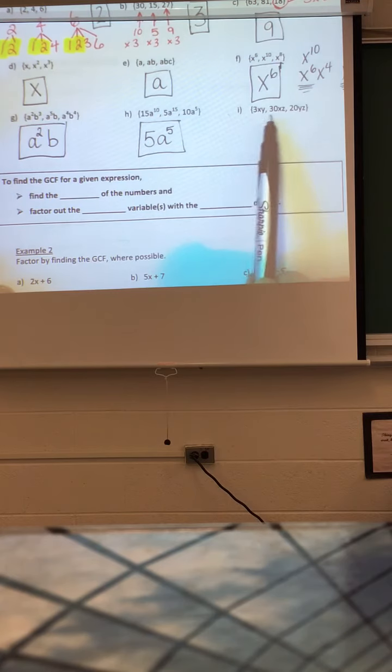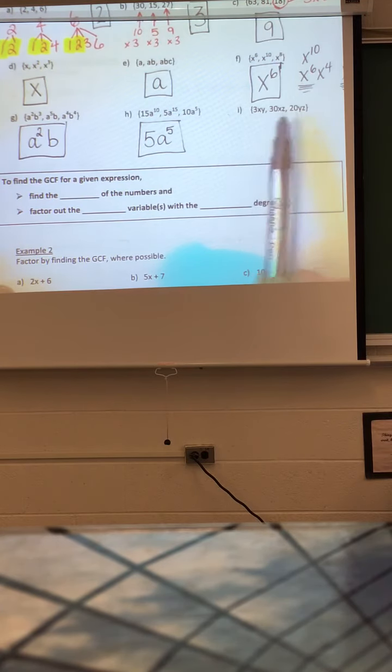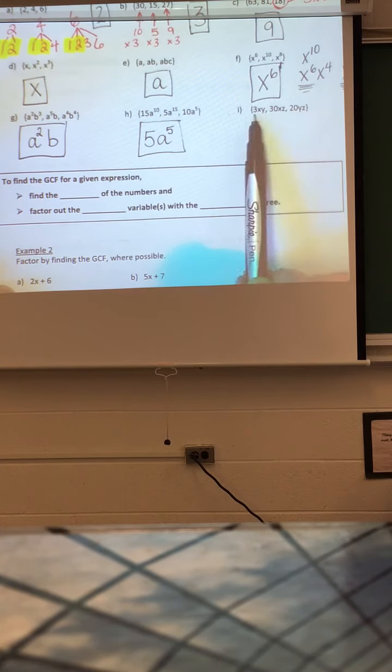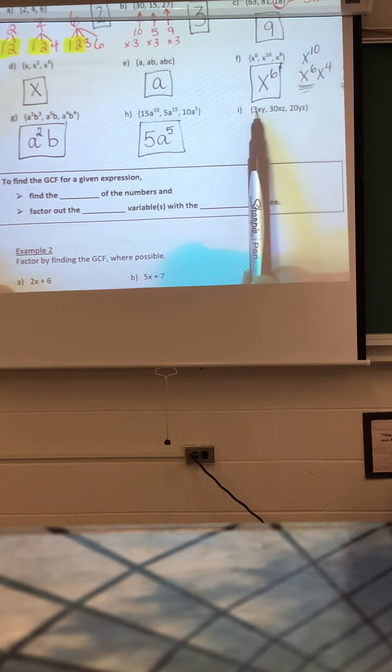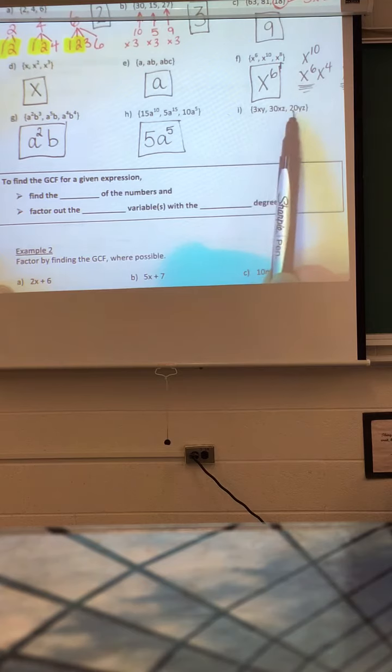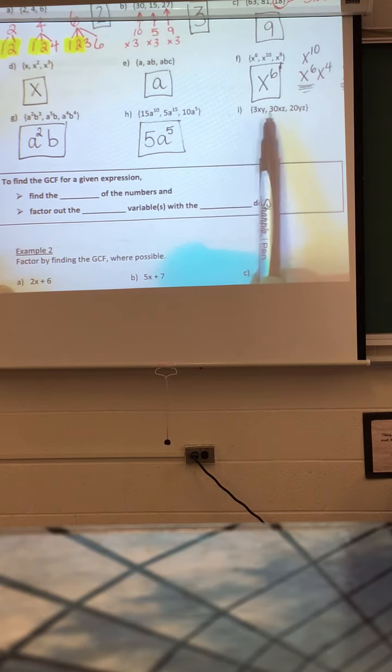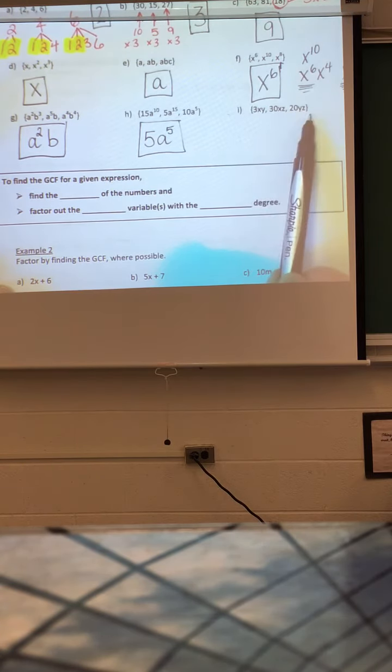Over here, you look at the numbers. There is nothing in common with the numbers, okay? 3 is common with 3 and 30, but not 20, okay? So in this case, we don't have anything common between the numbers.